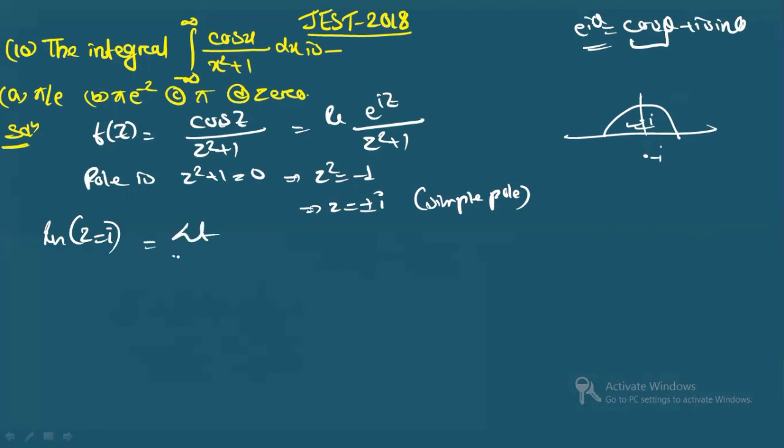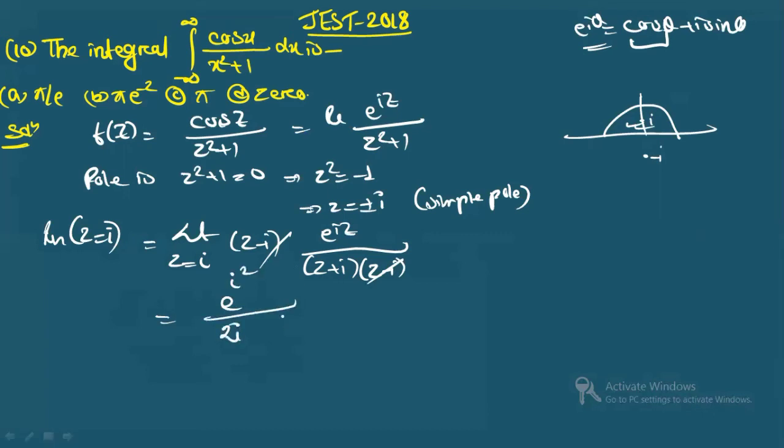So what you will get is the limit as z goes to i. Here it is z minus i. Here you have the function e to the power iz, over z plus i and z minus i. The z minus i gets cancelled. e to the power i square at z equals i. This will give you 2i. So e to the power i square is giving you e to the power minus 1 by 2i.